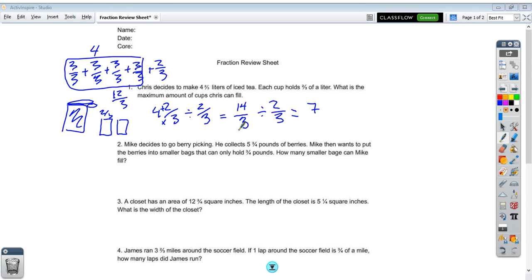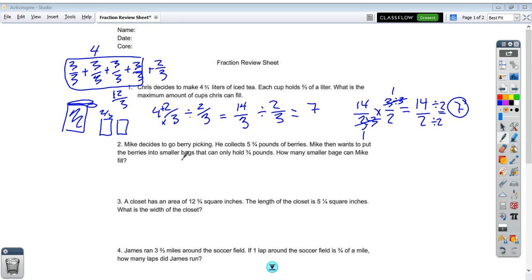The other way is to use the multiply by the reciprocal method. So I take 14 over 3 times 3 over 2. And since I want to simplify before I multiply, I've got a 3 in the numerator, a 3 in the denominator. So I'm going to divide by 3 to get 1, divide by 3 to get 1. So I have 14 times 1 is 14. 1 times 2 is 2. And then I can divide by 2, divide by 2, and I am equal to 7. So this is 7 cups. So I could fill up 7 of these cups.